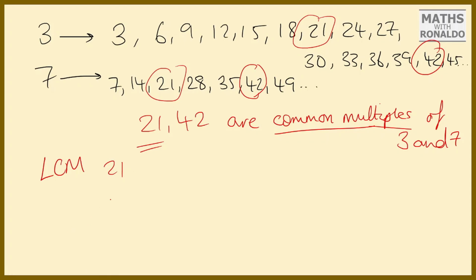Now this is important, because you'll get questions such as: one train leaves and it stops at every 3 stations, and another train leaves and it stops at every 7 stations. A bit unrealistic, I know. And you want to see what's the first station at which both trains stop, and that station would be the 21st station.